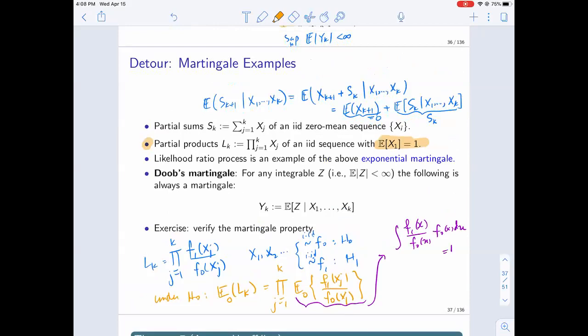Just think a little bit about this yourself. That is an interesting example. If you want to do sequential testing, you get the sequence, the likelihood ratio process, and under the null, it would be a martingale.